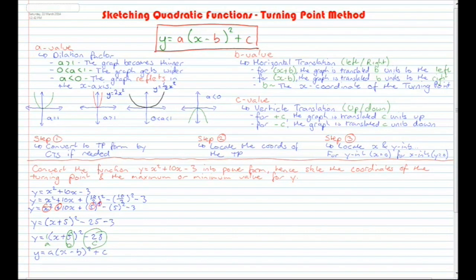So the question then says find the coordinates of the turning point. Right, so let's go through and do that. We write: turning point is at the coordinates negative 5, because it's the opposite to b, negative 5, negative 28. Excellent. So the question then states find the maximum or minimum value for y. What you can see here is it's going to be a minimum value because what we have is a positive 1. So because it's a minimum value, it's going to look like that. And it's going to be a minimum value of negative 28 because that's the coordinate of the turning point there. And there you go, that's it. That's how you convert regular quadratic functions into turning point form, so you can then find the coordinates of the turning point.